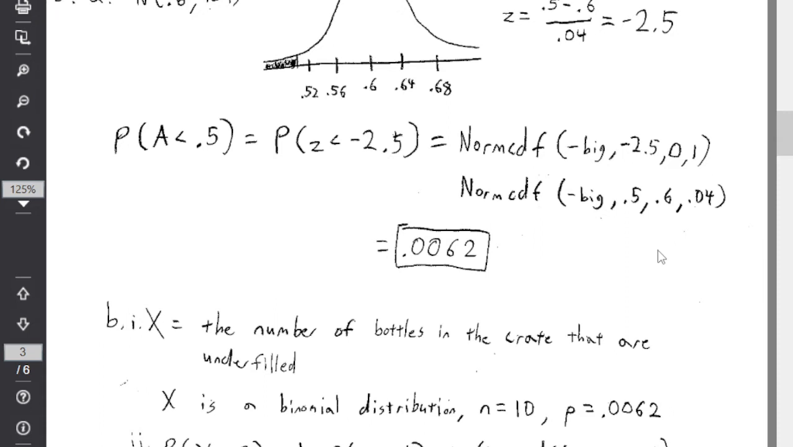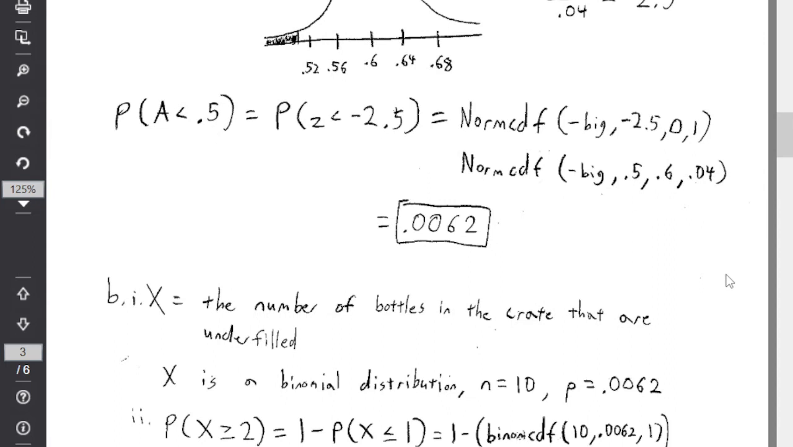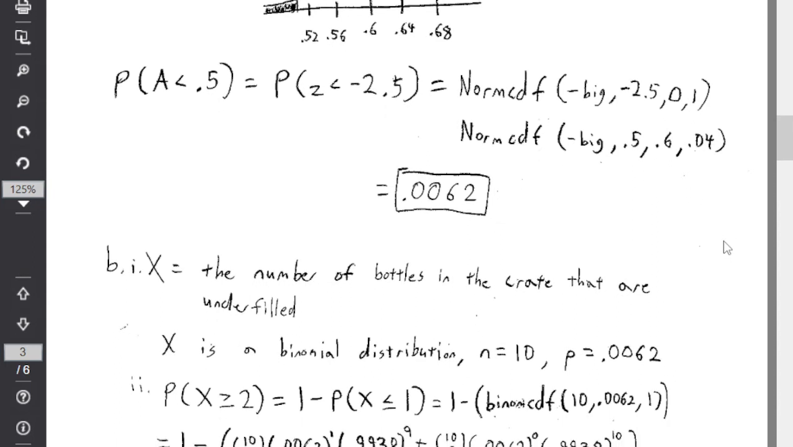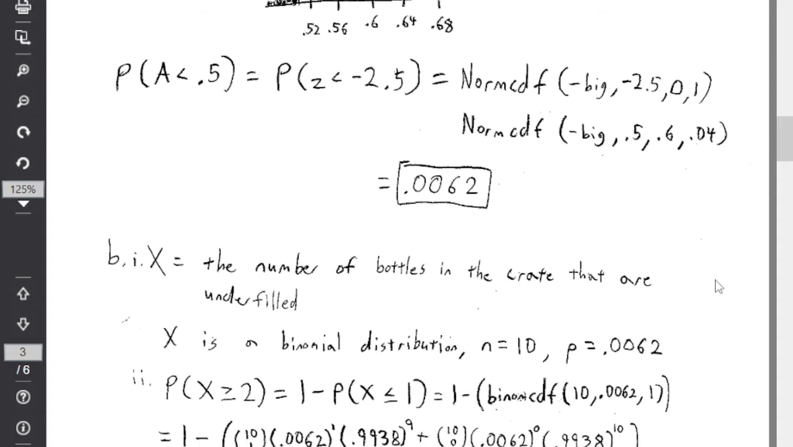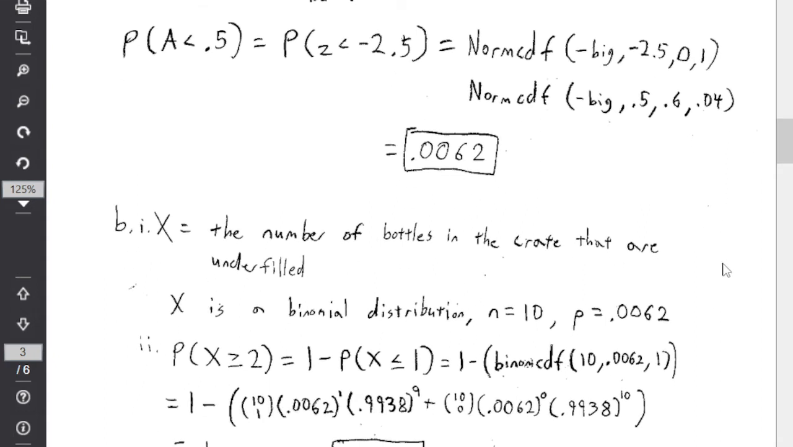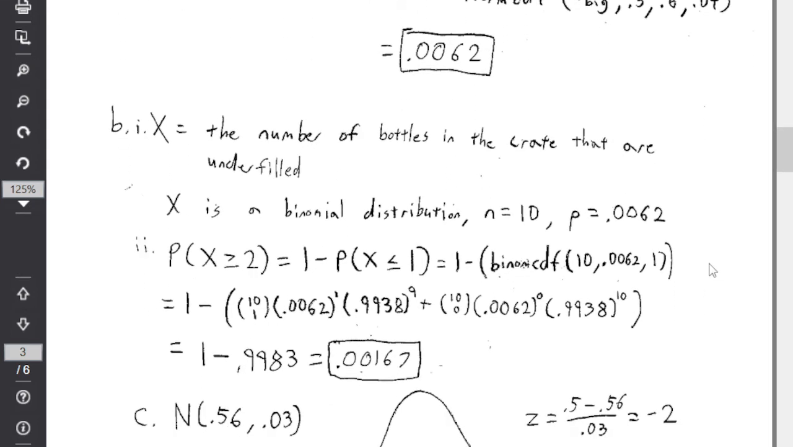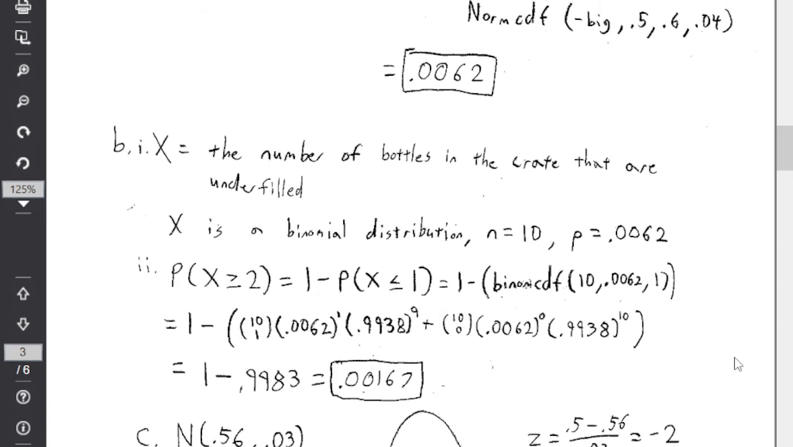And then in the next part, it asks you to actually do the probability. At least 2 of them, the opposite of at least 2 is less than or equal to 1. So that's what should go in that binomial CDF, or if you wrote out the whole binomial formula, that's what you would write. Either way, that's the probability that you should get.